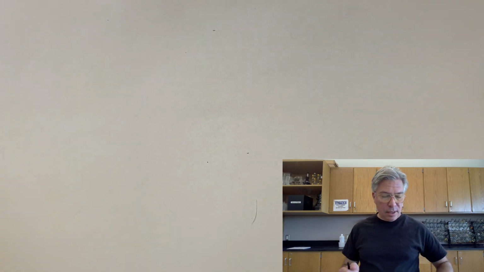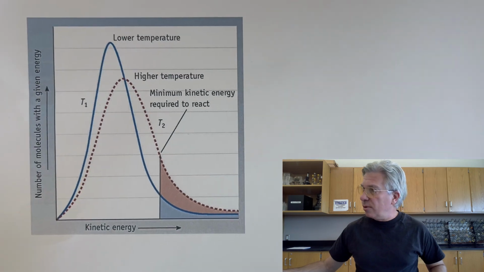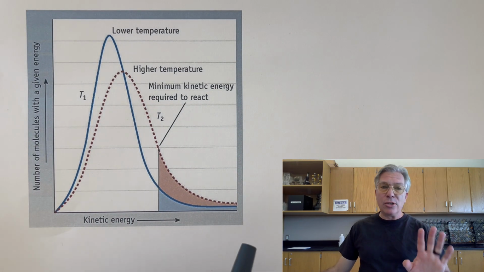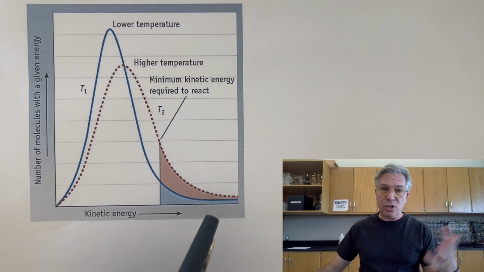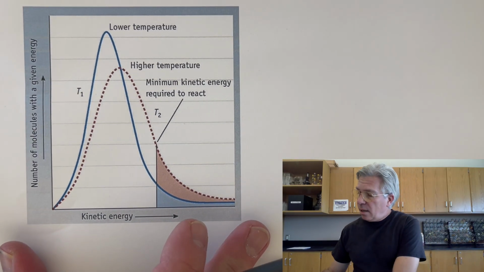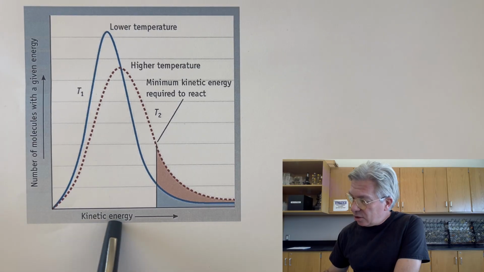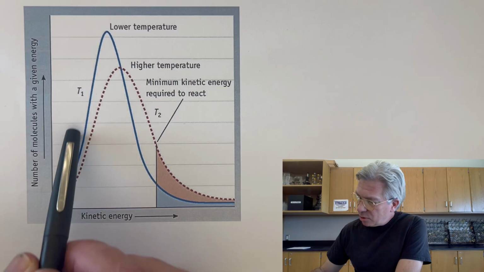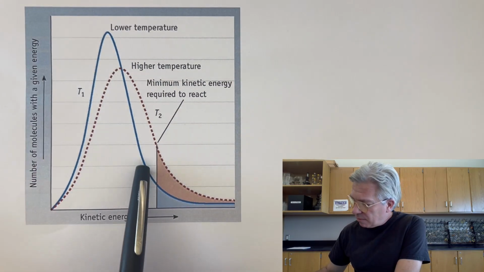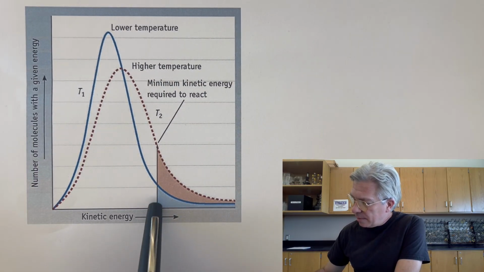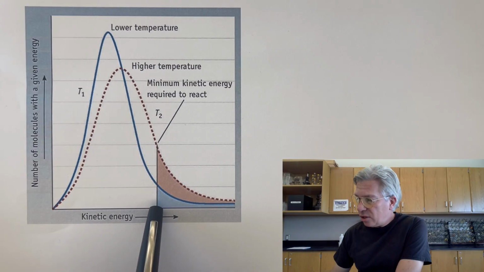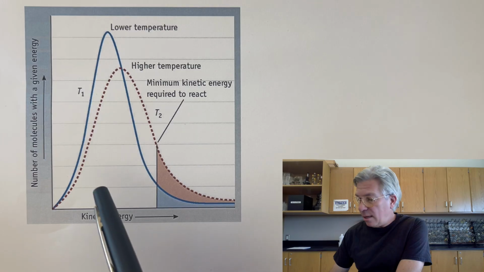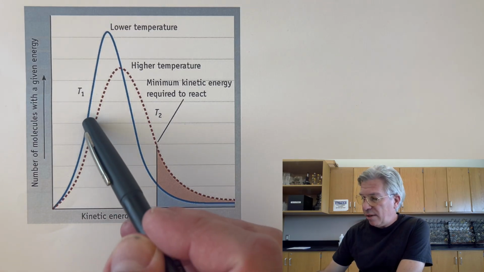And so we've seen charts like this before. This is a Maxwell-Boltzmann distribution. Make sure to remember that just so you can drop it in conversation and makes you sound smart. And here we go. Kinetic energy along this axis, the number of molecules on this axis. At a lower temperature, you might have a small fraction of molecules that can pass the activation energy or the minimum kinetic energy required to react. But if you raise the temperature, this whole mountain shifts.